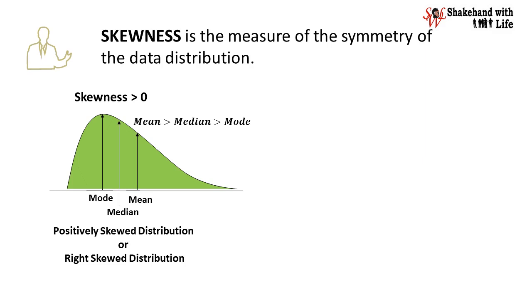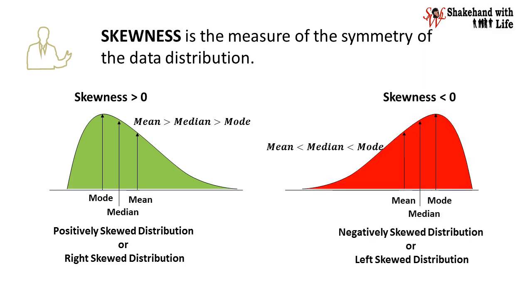A negative value of skewness indicates that distribution has a greater tendency to tail to the left, also known as negatively skewed distribution or left-skewed distribution. In the case of left-skewed distribution, the mean will be less than the median and the median will be less than the mode.